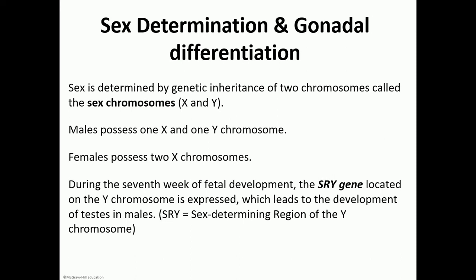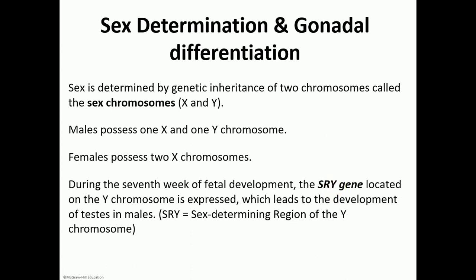So let's talk a little bit about sex determination, meaning how is the sex of the fetus determined? So the sex chromosomes are X and Y. Okay, in males there is one X and one Y chromosome, and in females there are two X chromosomes. In utero at the age of 7 weeks, if the Y chromosome is present, there is a gene known as the SRY gene. SRY stands for the sex-determining region of the Y gene.